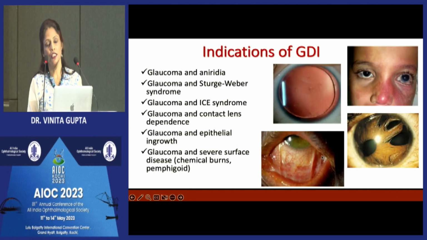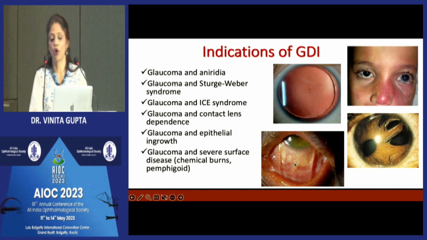Other difficult cases of glaucoma are those with aniridias, Sturge-Weber syndromes, ICE syndromes, and those with excessive epithelial fibrosis, like in cases of post-chemical burns, post-cicatricial pemphigoid, all those cases.